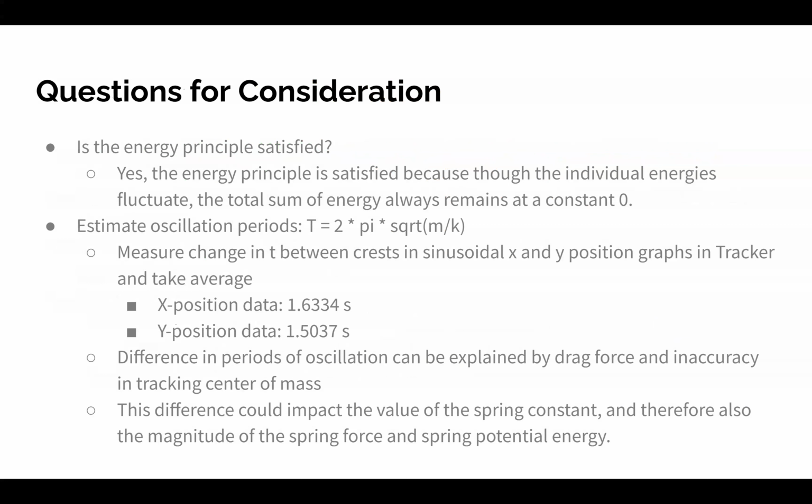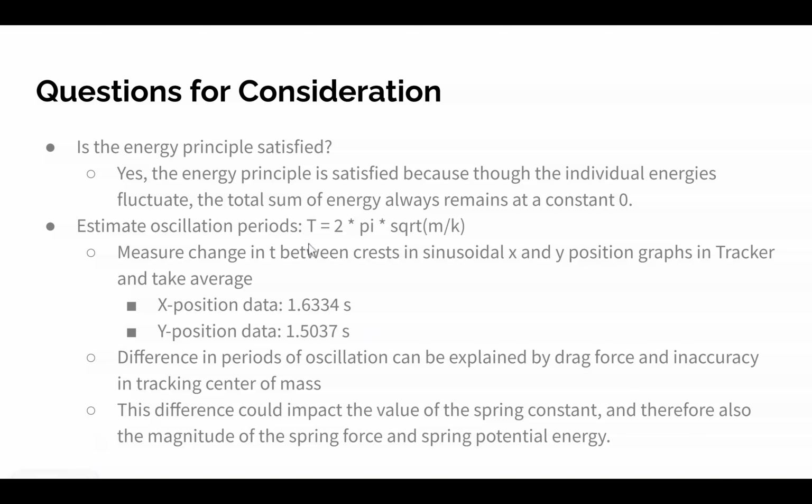I also estimated the oscillation periods for the x and y position data. I did this by measuring the change in t between the crests of the sinusoidal x and y position graphs in Tracker and then taking the average. For the x position data, that was 1.6334 seconds, and for the y position data, it was 1.5037 seconds. The difference in these periods of oscillation can be explained by things that I didn't consider, such as drag force and my inaccuracy in tracking the center of mass.